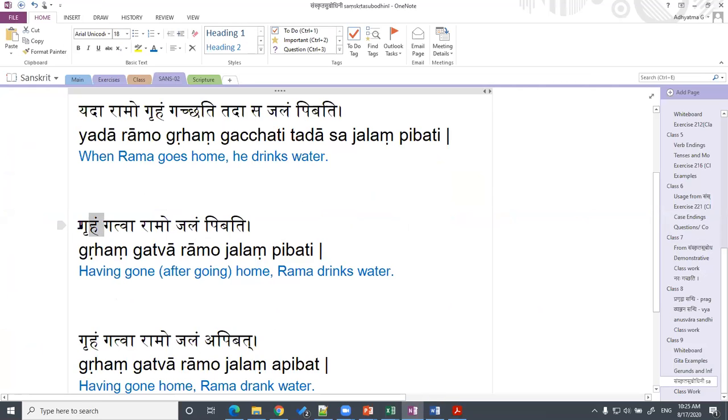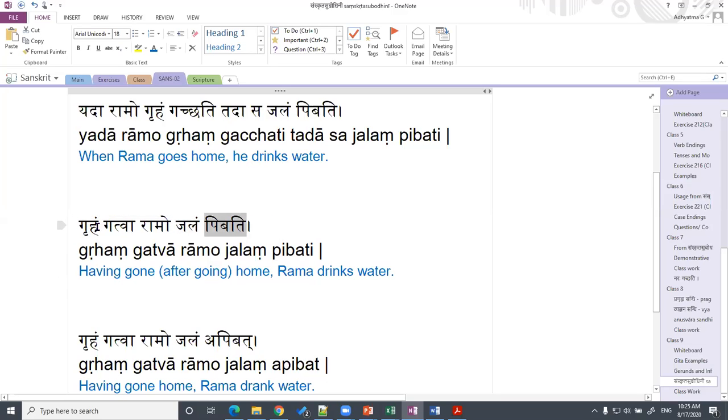What is Gruham? Which case and which number is it? It is also accusative singular. Same form, Jalam, Gruham. This is also a neuter noun. Gruham gatva. It is also accusative, second case, singular. We said that when two things appear in a sentence in the same case and same number, they are generally related by the adjective and noun relationship. But here Gruham and Jalam, home and water, cannot be related as noun and adjective. So here Gruham is not related to pivati.